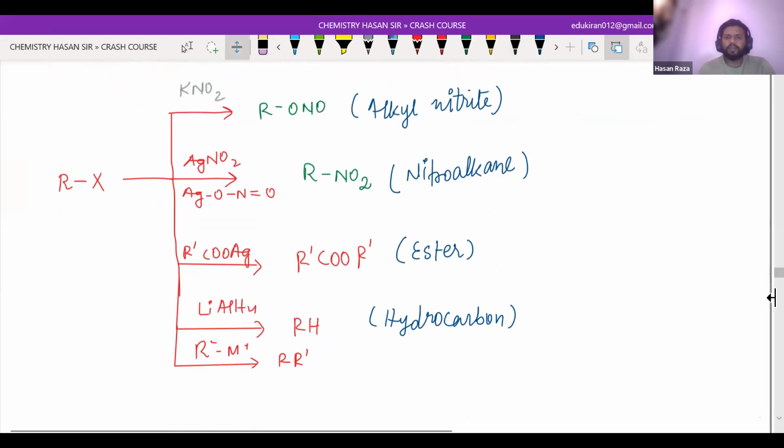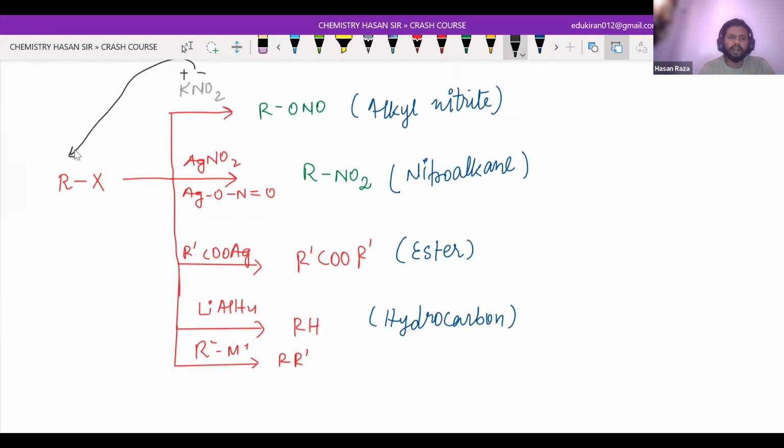Now, this is also the same. You can see this is negative, this is positive, this negative will go, and you will get alkyl nitrite. With AgNO2, again the covalent character applies. So this will attack from here, and you will not attack from here. Wait a minute. Let me show you.